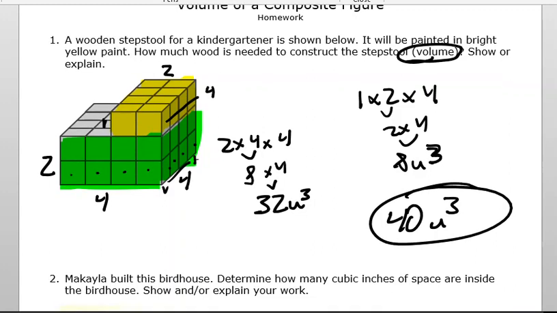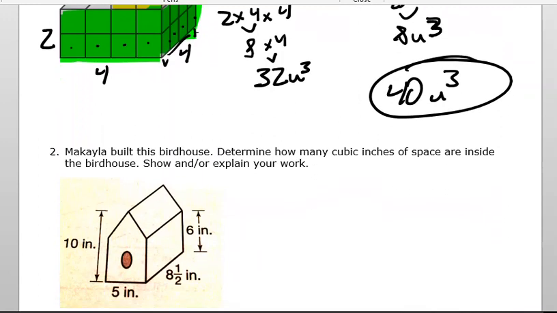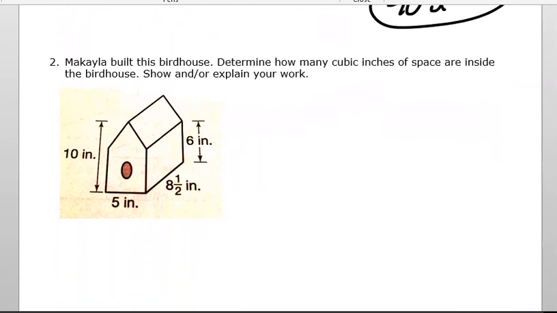Taking a look at number 2. Michaela built this birdhouse. Determine how many cubic inches of space are inside the birdhouse. Show and or explain your work. We are going to show our work, all right? We're not just going to explain it. So I'm going to break this figure into my rectangular prism and my triangular prism. And in this case, I will do the triangular prism first.